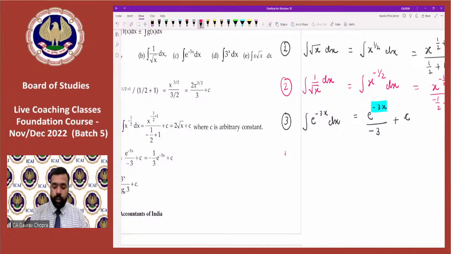Let's try the fourth one. Integration of 3 to the power of x. Now here we can apply the formula of a to the power of x. So what will happen? A to the power of x divided by log of a base e. That means log of 3 with base e, adding the constant c. So 3 to the power of x divided by log 3 plus c.